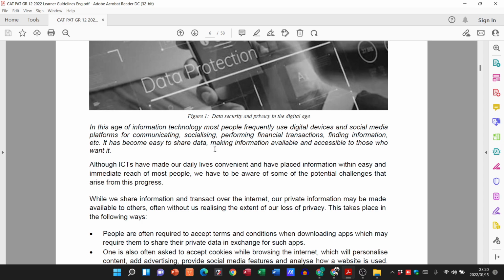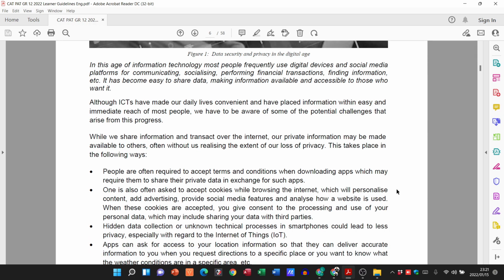In this age of information technology, most people frequently use digital devices and social media platforms for communicating, socializing, performing financial transactions, finding information, etc. It has become easy to share data, which is a plus, making information available and accessible to those who want it. Now, although ICTs have made our daily lives convenient and have placed information within easy and immediate reach of most people, we have to be aware of some of the potential challenges that arise from this progress. Okay, so I can already see where they're going.